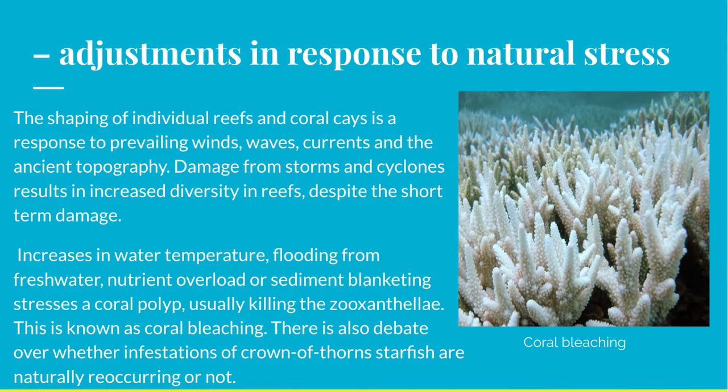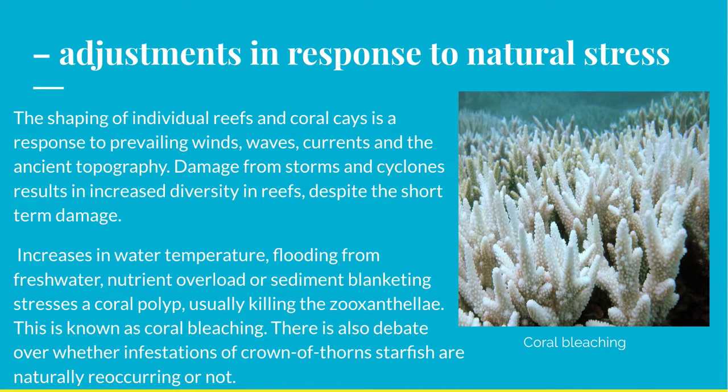So now we're going to look at the adjustments of the Great Barrier Reef in response to natural stress. The form of natural stress that usually occurs on the reef is tropical cyclones. The shaping of individual reefs and coral cays is a response to prevailing winds, waves, currents, and ancient topography. Damage from storms and cyclones, as I said, results in increased diversity despite the short-term damage.